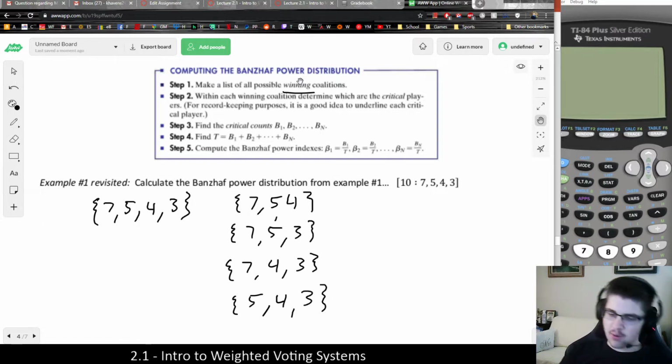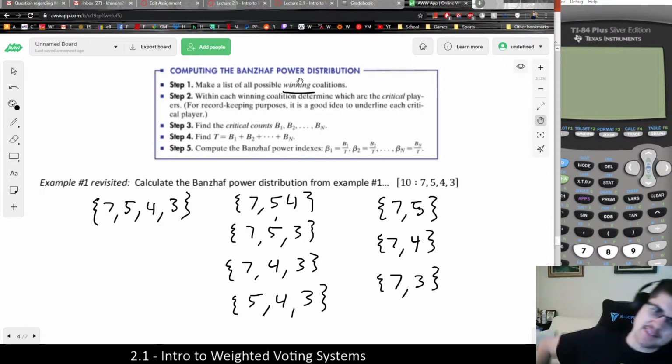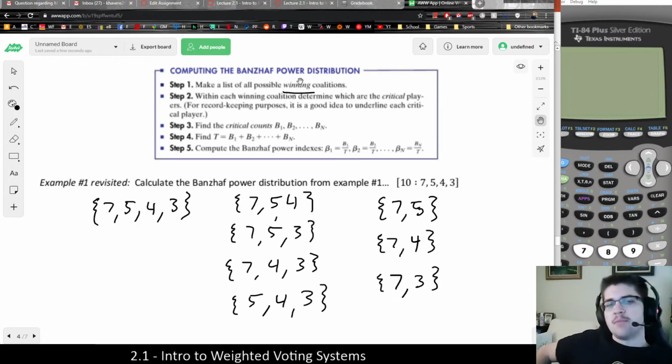And I believe there were 3 2-player winning coalitions. I think all of the groups with 7 were winning, but if they did not have 7, they wouldn't win with only using 2 players. And yeah, that's 8, so I think that's consistent with what we got before.